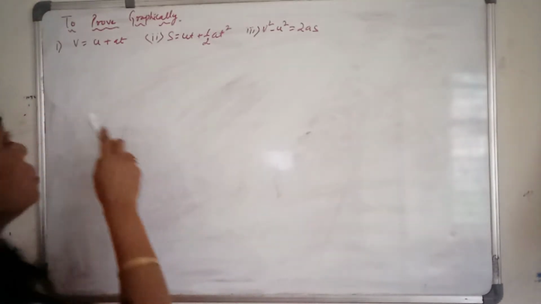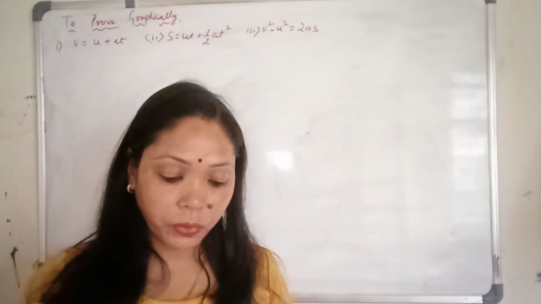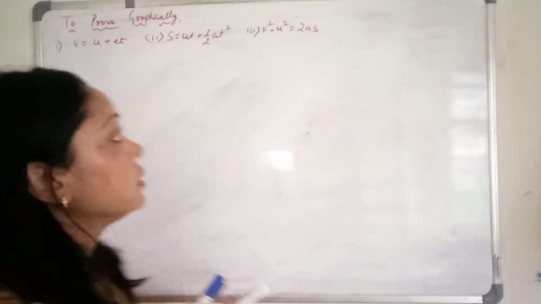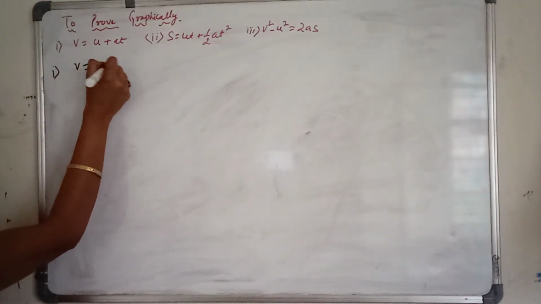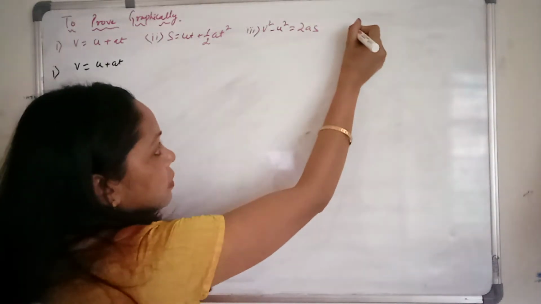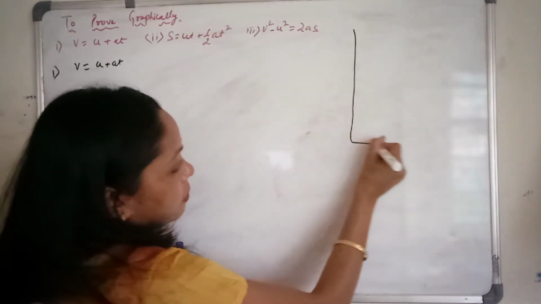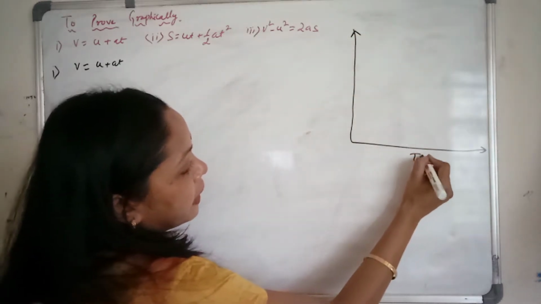So to prove this we need first what? Yes, first of all we need a graph. So let's first prove this one, v equal to u plus at. So I'll draw only one graph, a little bit bigger in size.